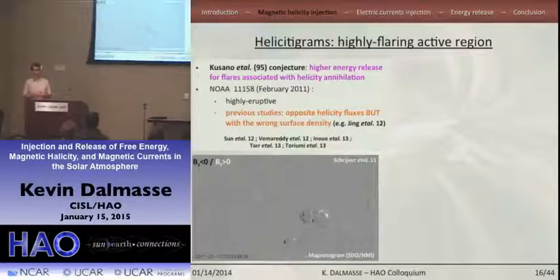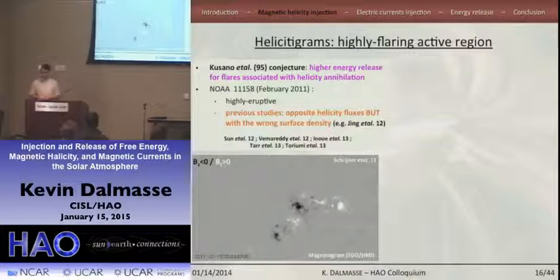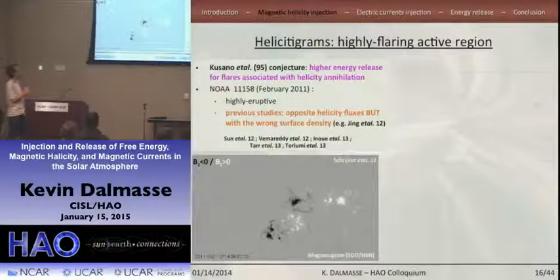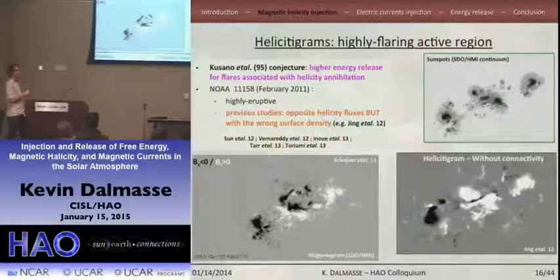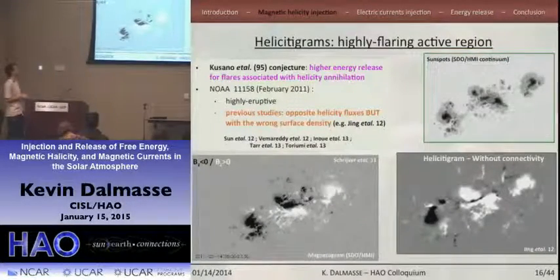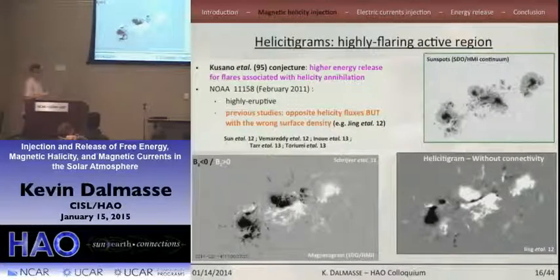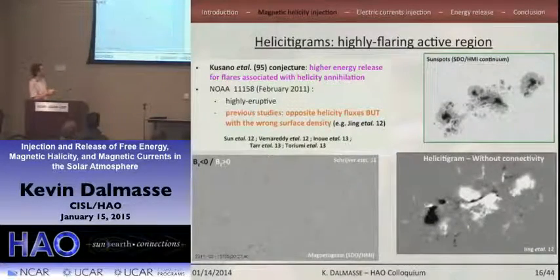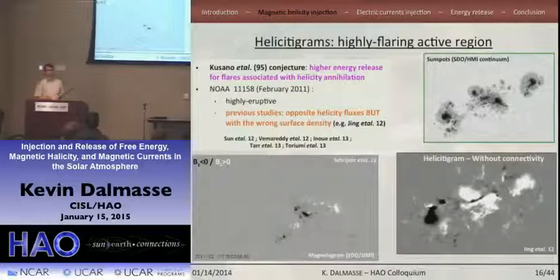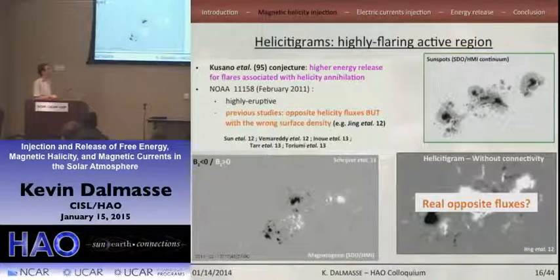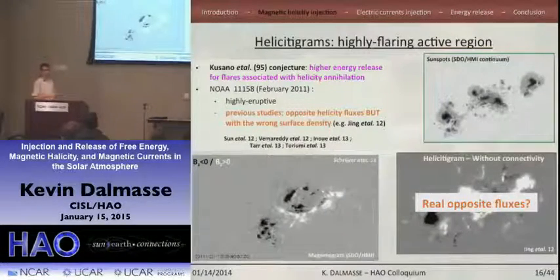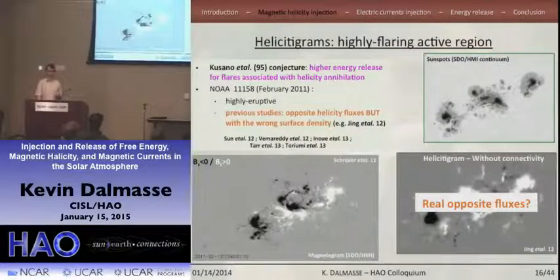So then I applied my method to highly eruptive active regions to test the helicity annihilation conjecture. The target we chose was this famous quadrupolar active region from February 2011. And previous studies of helicity flux for this active region had found positive and negative helicity fluxes. The problem is that this method used the wrong surface density of helicity flux. So these negative helicity fluxes here could simply be spurious signals, as in the example I showed before.